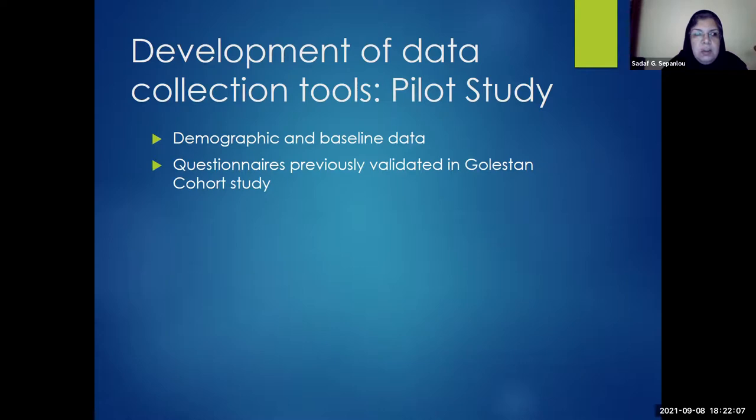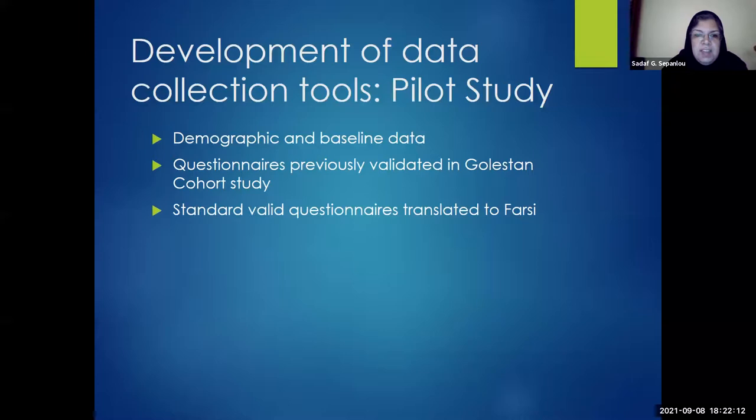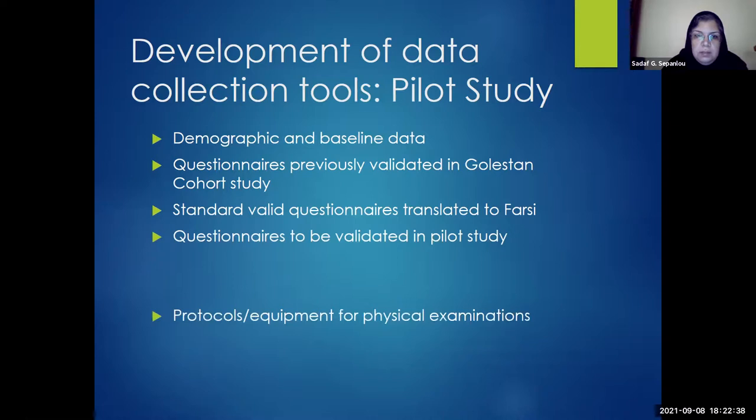There were a number of standard valid questionnaires that were translated to Farsi, such as the quality of life questionnaire, the physical activity questionnaire, and the sleep quality questionnaire, which were validated and translated to Farsi. And other questionnaires were validated in the pilot study of the Persian cohort. There were also protocols and equipment defined for physical examinations, and protocols and equipment defined for collecting biosamples.